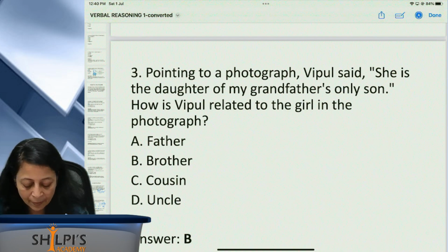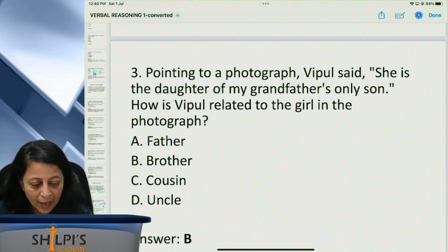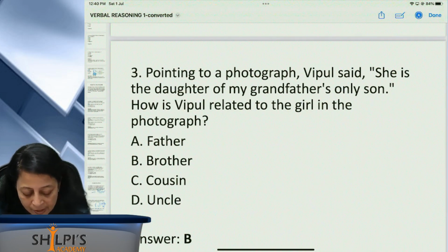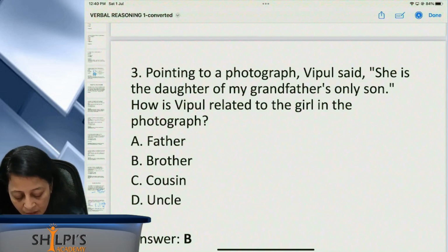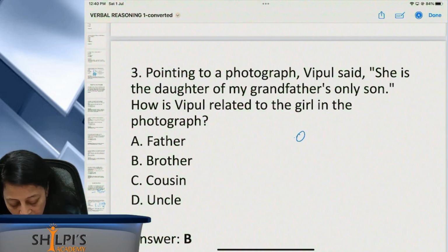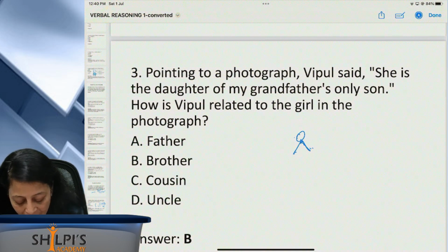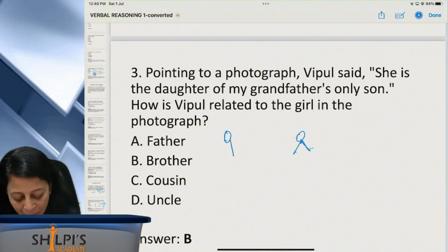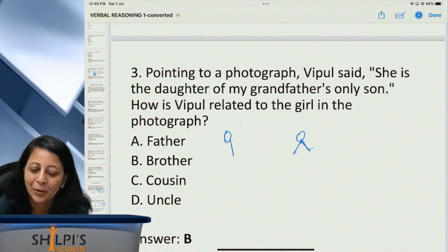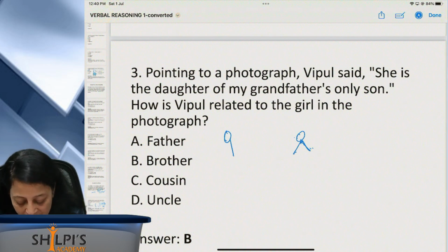Again, the same type as your first question. Pointing to a photograph, Vipul said, she is the girl, so it is a she. I'm just drawing something for my own reference, students. This is a girl and this is a boy. You can take your own reference. She is the daughter of my grandfather's only son.